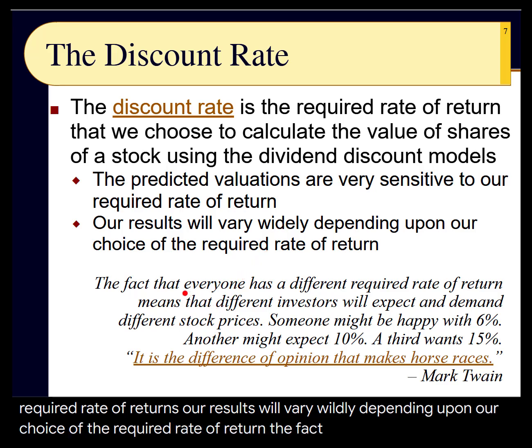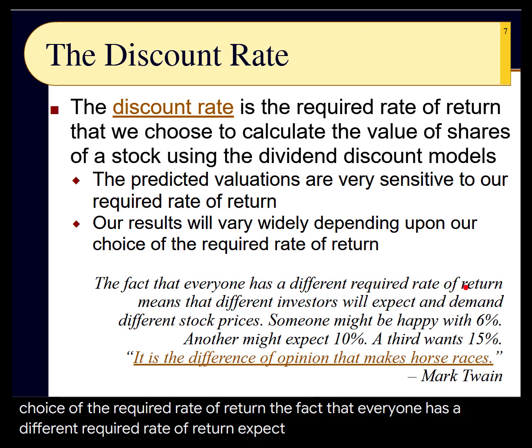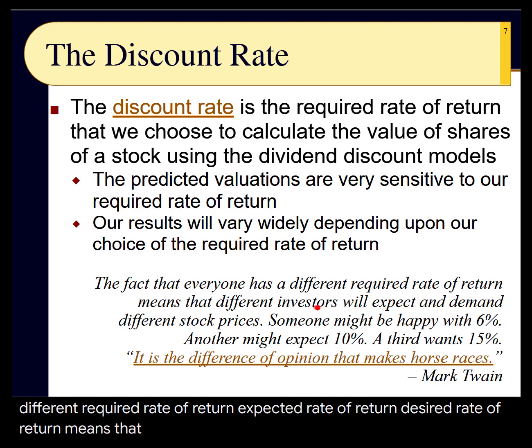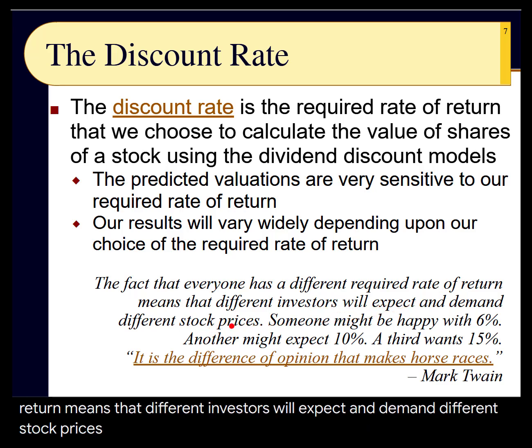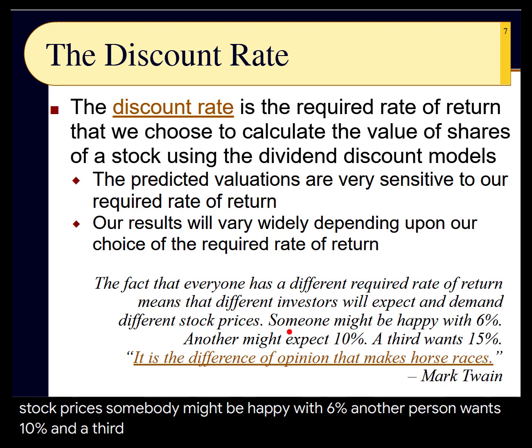The fact that everyone has a different required rate of return, expected rate of return, desired rate of return, means that different investors will expect and demand different stock prices. Somebody might be happy with 6%, another person wants 10%, and a third wants 15%.